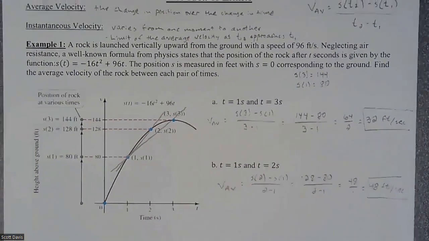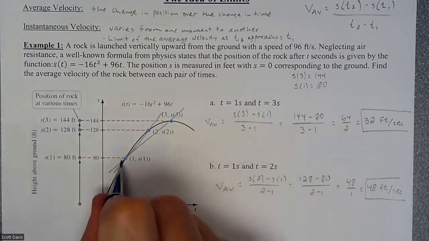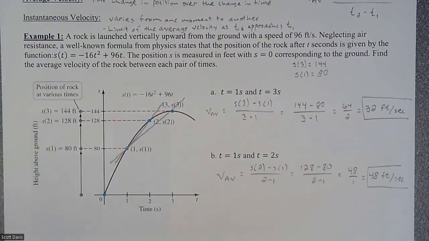Eventually, in the next video, we're going to be talking about instantaneous velocity. How do we make that happen? Like, what is the actual velocity at 1? What is that instantaneous velocity? We have some algebraic ways to do it, and then eventually some calculus ways to do it.